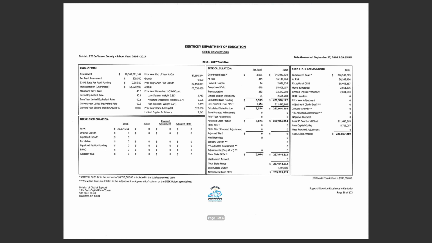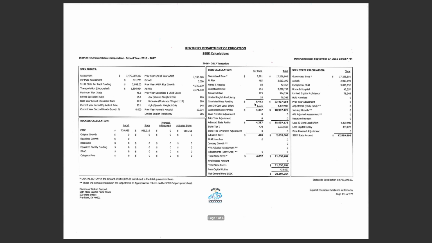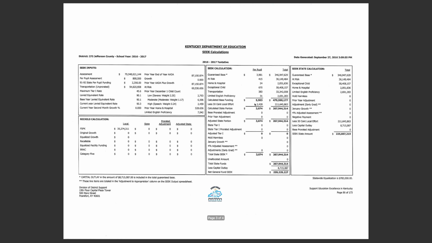Looking at Fayette or Jefferson County, you can see they have a very high need population. Okay, the at-risk population there is 60,000 of the overall average daily attendance of 87,000 in the Jefferson County schools. So you can see the calculated base funding with all the add-ons in addition to the guaranteed base is about $5,500 per pupil there. So it's a little higher than Davis County and even a little higher than Owensboro based on their concentration of poverty and their demographics.